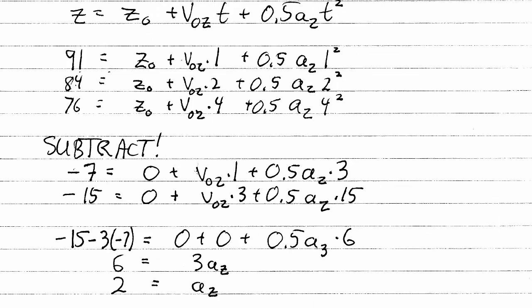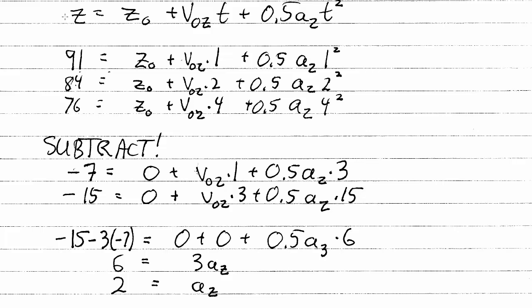The rocket problem describes motion at constant acceleration. The top line is the general equation for position versus time for motion at constant acceleration. The acceleration has to be constant. And we're given three pieces of information, namely the altitudes at times 1, 2, and 4. The altitudes at those three times are 91, 84, and 76, and therefore we can write position versus time at those three times by plugging correctly into this equation.